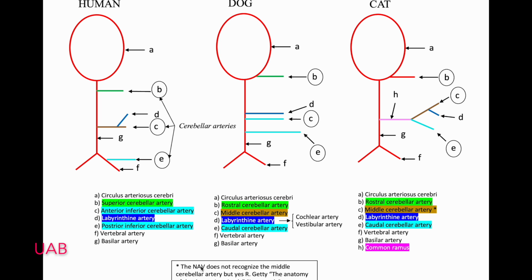Remember that the Nomina Anatomica Veterinaria does not recognize the middle cerebellar artery. However, Getty, in the Anatomy of the Domestic Animals by Sisson and Grossman, does point out this middle cerebellar artery.